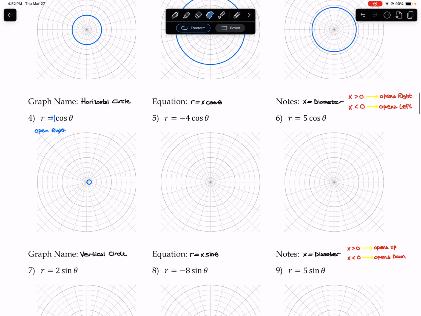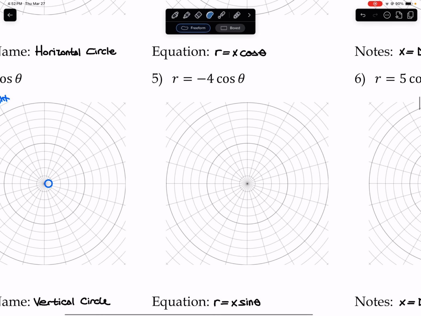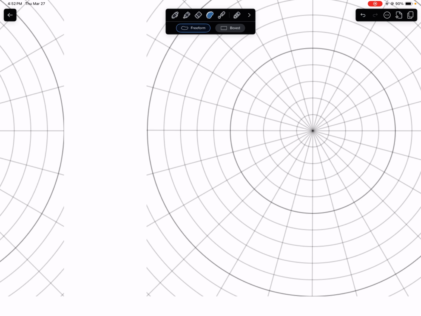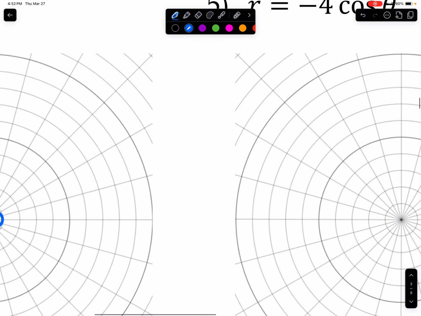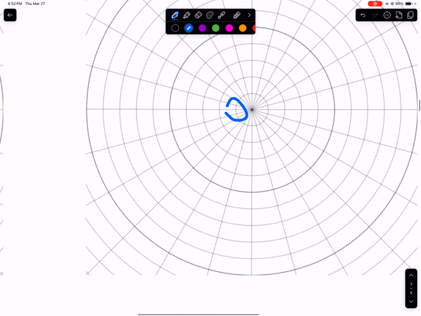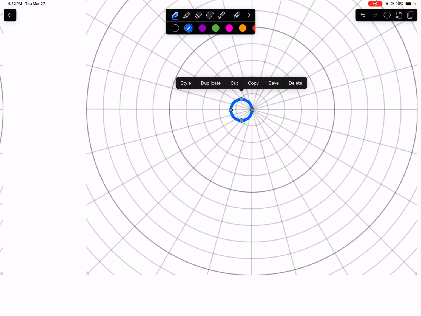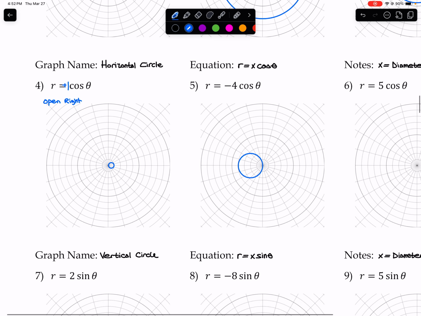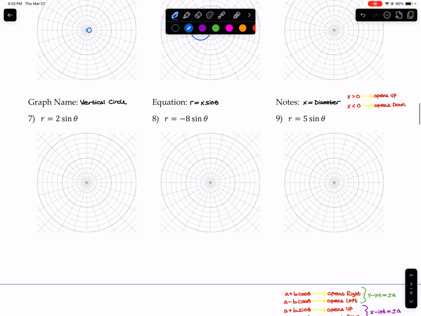Now for the next one, we have r equals -4 cosine theta. So that means we're going to have a diameter of 4, and it's going to be on the left side of the pole. So I'm going to put the right side of the circle on the pole, and then I'm going to extend this to the fourth concentric circle on the left side. And then that would be your circle. So we're going to go ahead and go down to the next section.